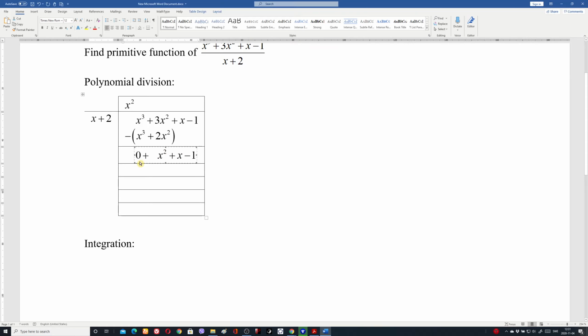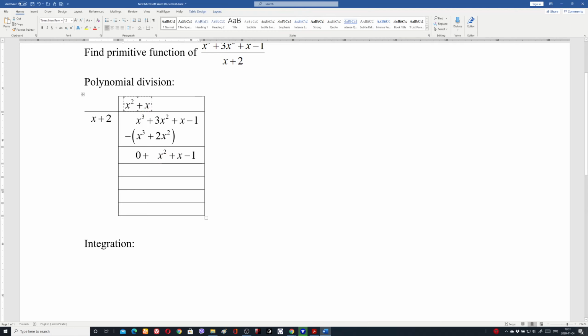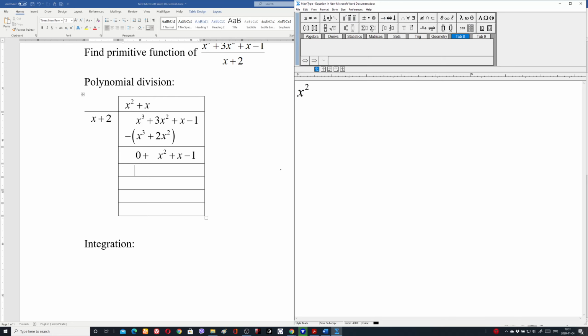Now I have this one and this one. I'd like to find a variable which I can multiply, and this variable is x. x multiplied by x will be x power 2, and x multiplied by 2 is plus 2x.